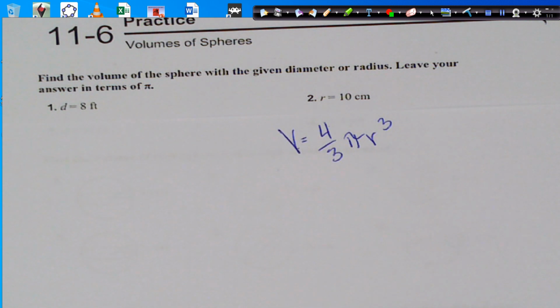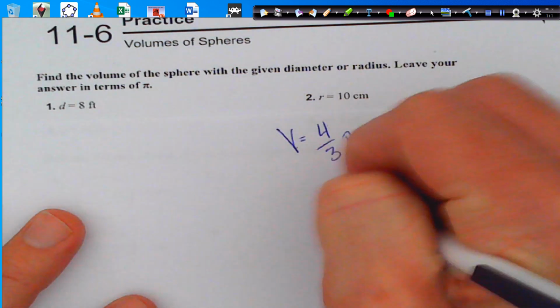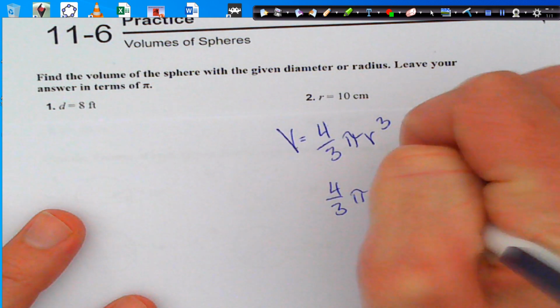And here it says diameter or radius. We want to make sure that we have the right one. In this one it is just the radius, so it's pretty easy. So we just plug it in. 4/3 pi, radius is 10 cubed.